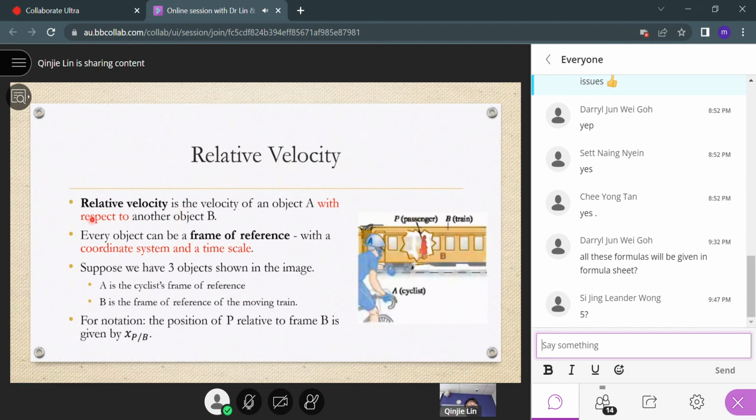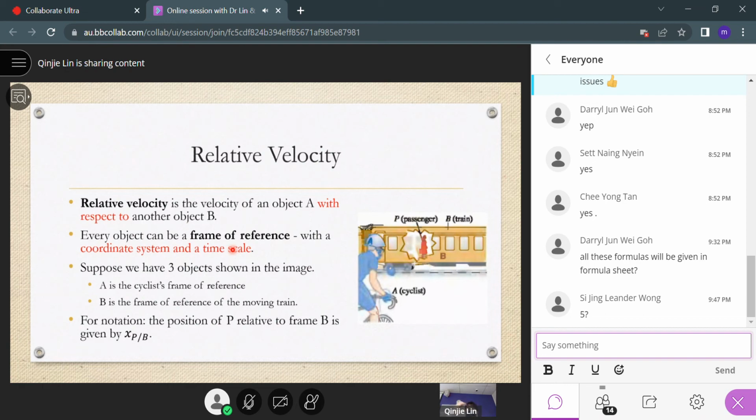Now we come to relative velocity. Literally, relative velocity is the velocity of an object A with respect to another object B, relative to one another. Every object can be a frame of reference with a coordinate system and a time scale. So every object around us, we can also put a frame and a time scale to it. Sounds a bit abstract, but for relative velocity, that's one way to look at things.